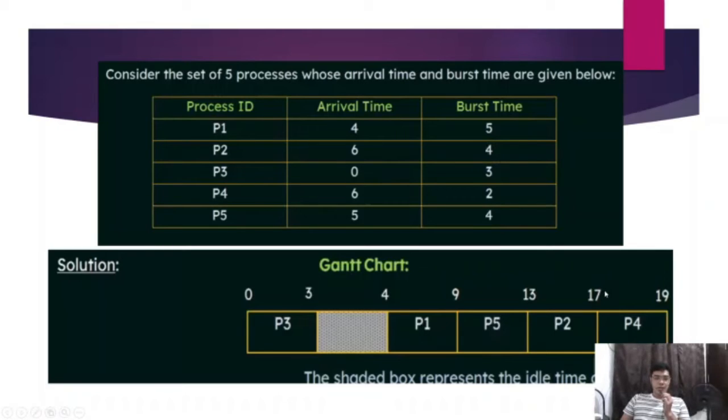And the next is, we already have 17. So the next one is P4, which has a burst time or completion time of 2. So you just add 17 plus 2, which is 19. So that is how you compute a Gantt chart.